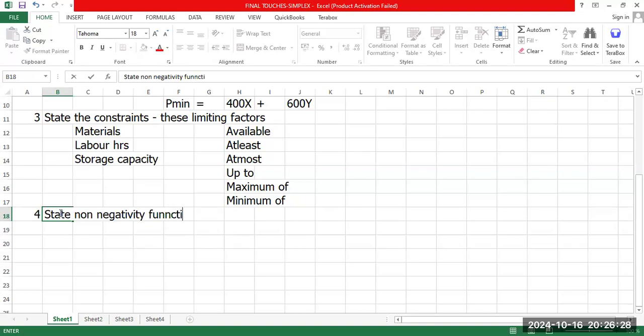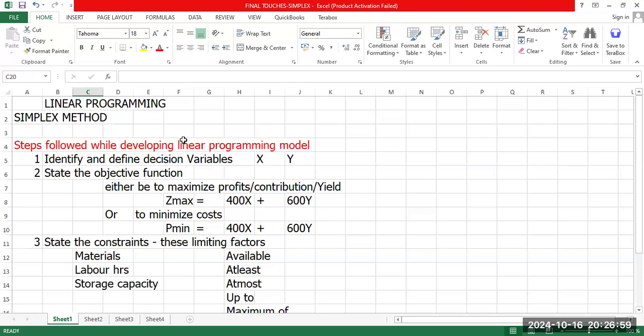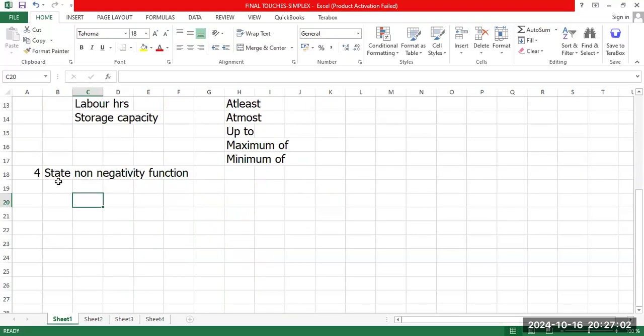Non-negativity function. Why are you stating this non-negativity? You're trying to say that as I am handling linear programming questions, I don't expect to deal with negatives. So you limit negatives by stating this non-negativity function. My decision variables should not be below 0. That's why you need to state this non-negativity function.